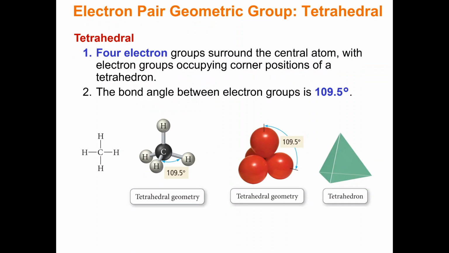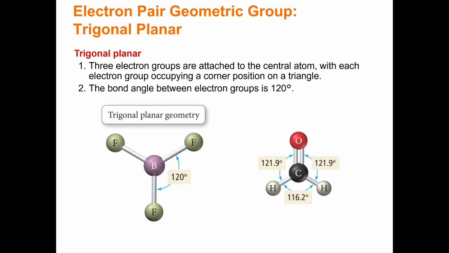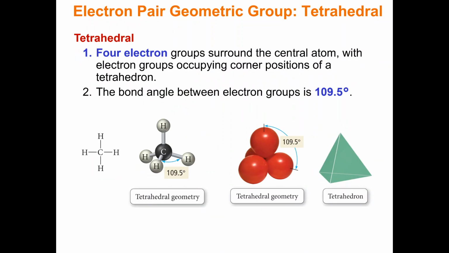Next one, tetrahedral. Okay, so here's a 4 electron group surrounding the central atom, with electron groups occupying a corner position of a tetrahedron. Okay, the bond angle here will be 109.5. So make sure you know this number. That's a real common number, because tetrahedral is one of the most common geometries for a 4 or 5 atom molecule. Okay, so make sure you know 180, 120, 109.5.